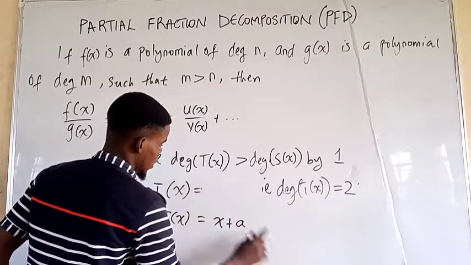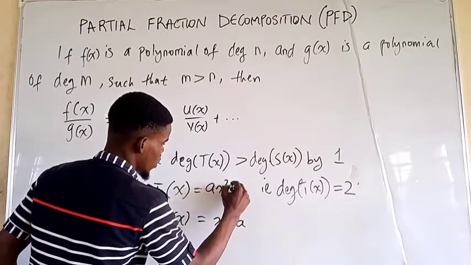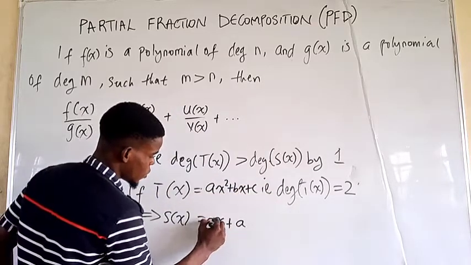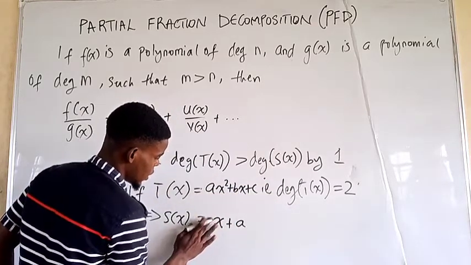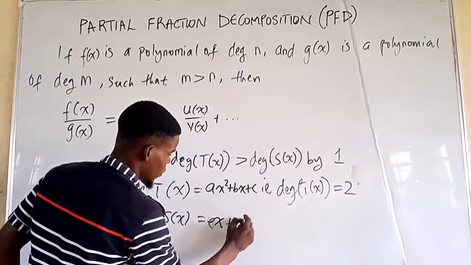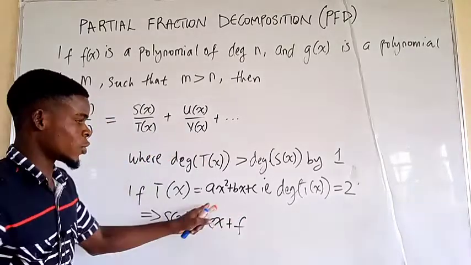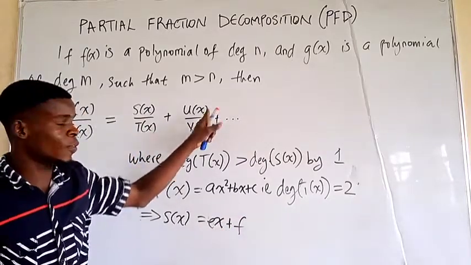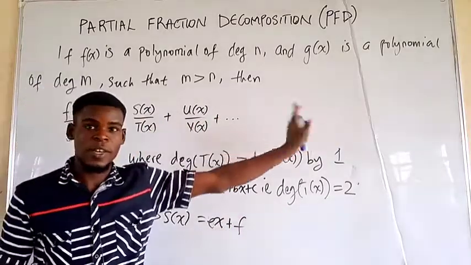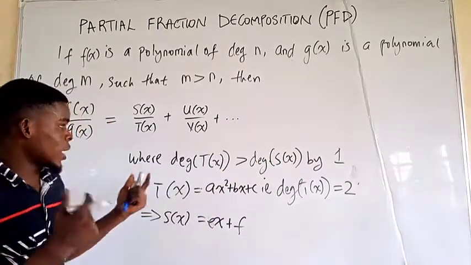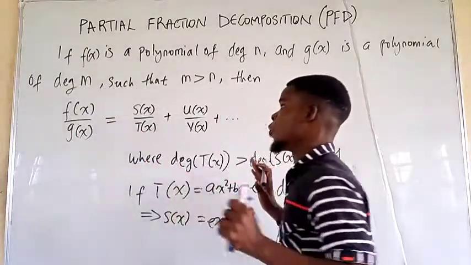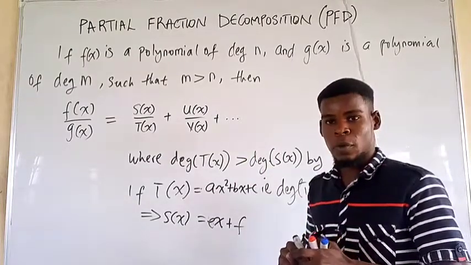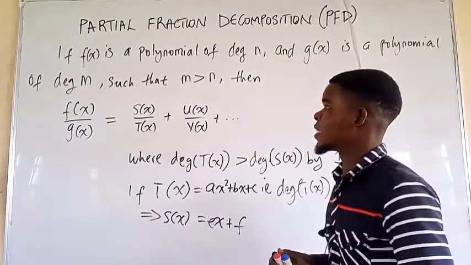In fact, let me put it down as, if this is ax squared plus bx plus c, that is a quadratic function, then this should just be ex plus a, right? So this should be linear. If this is cubic, that is to power 3, then this should be a quadratic. So that is the same thing for this other one and others, if at all there will be more than this. So this is just a general approach to it, right? And other conditions we'll talk about in the next series.